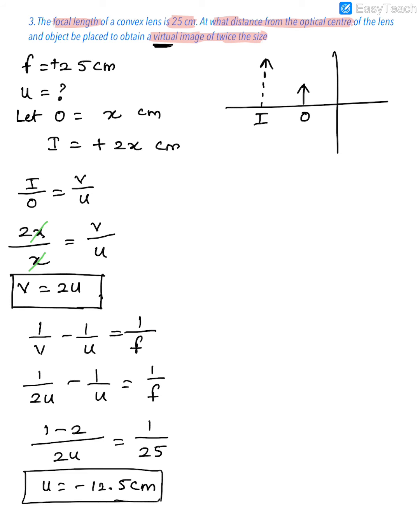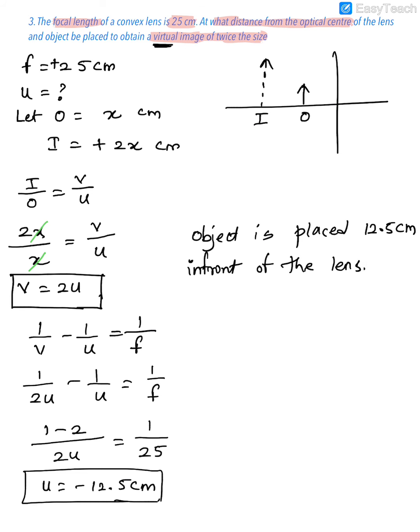That the object is placed, guys, what will we write? Object is placed 12.5 centimeter in front of the lens. Done. Okay, then next one.